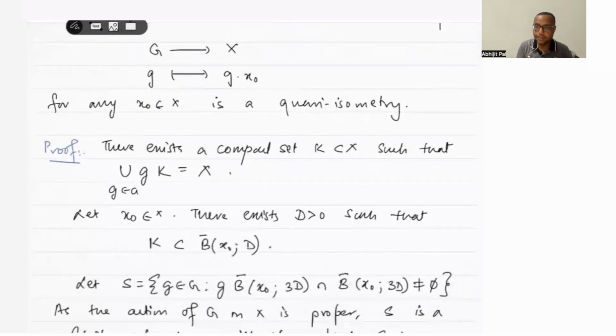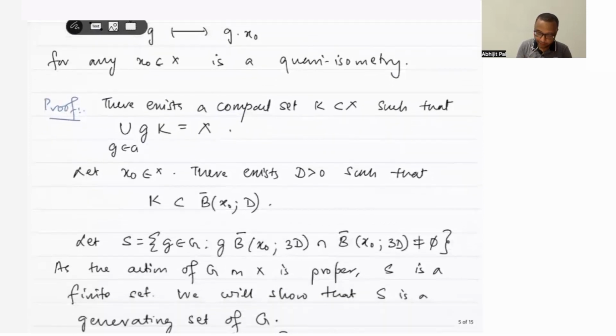You know that this action is co-compact. So there exists a compact set K such that the union of the translates of K is equal to the metric space X. Now let us take some point x naught in X. There exists a positive number D such that K is contained in the closed ball around x naught of radius D. This is because K is compact, and therefore K is bounded.